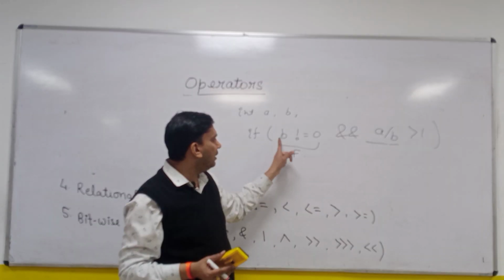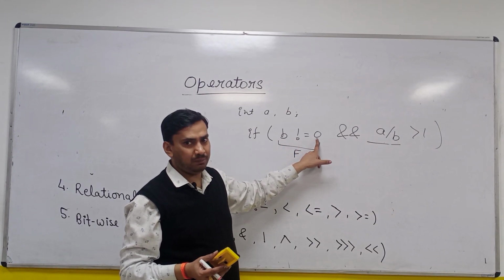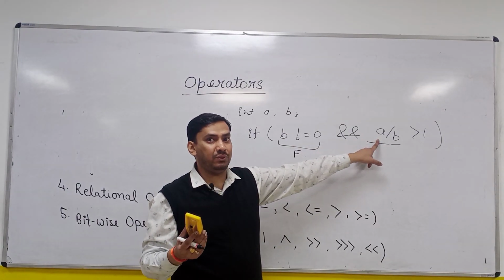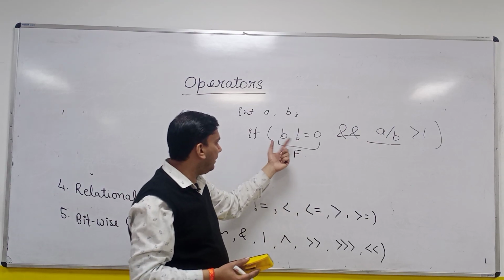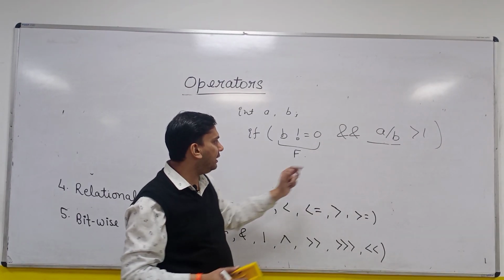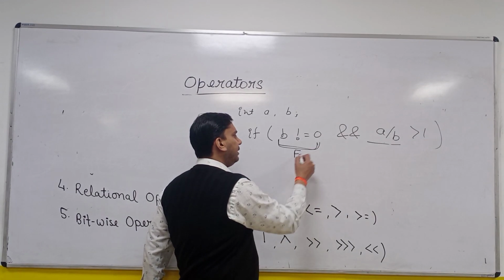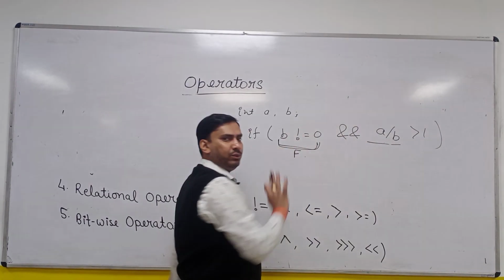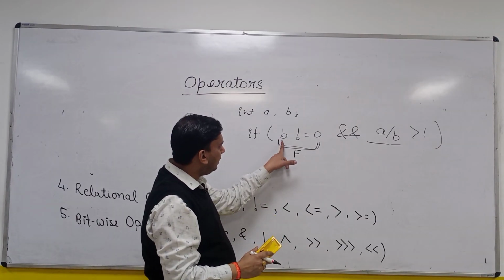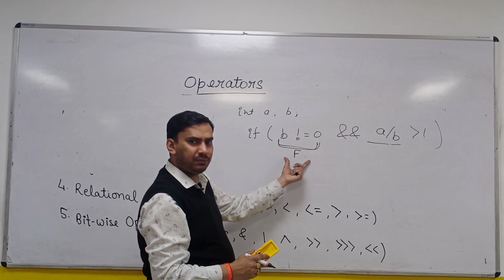So I have written here b is not equal to 0. This is my primary condition. Although I want to do this task, I have to be careful because b may be 0. So I write b not equal to 0 and short circuit AND. Short circuit AND will say, okay, when this condition is true, then only I will execute this. So if b is 0, it will say this condition is false.